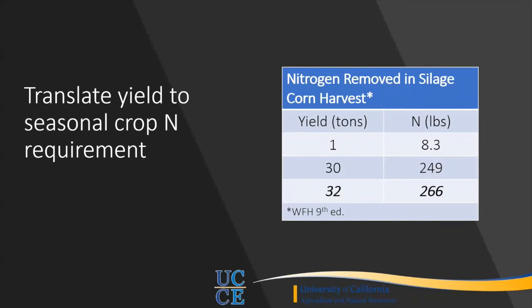So then by simple arithmetic, like we did before, if we're expecting a 32 ton per acre yield of the silage corn, the math tells us that we should expect 266 pounds of nitrogen to be removed in that harvest. That is a very good number to start with in our budget in terms of a crop nitrogen requirement.